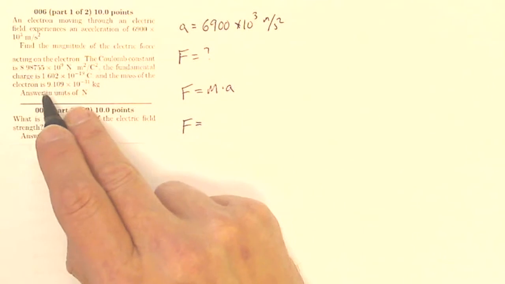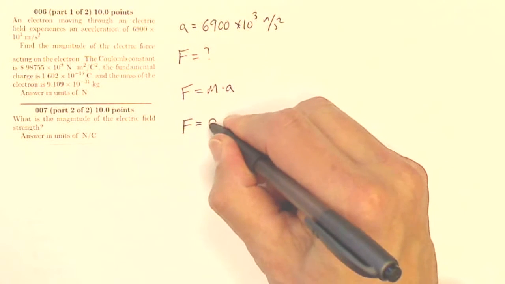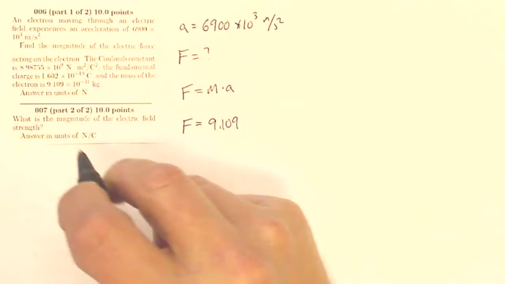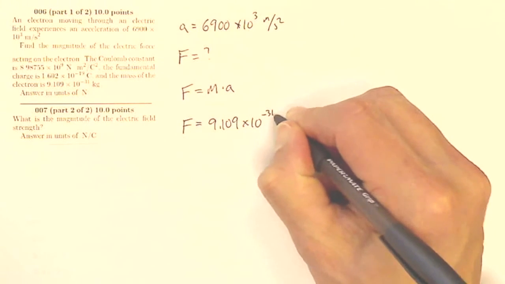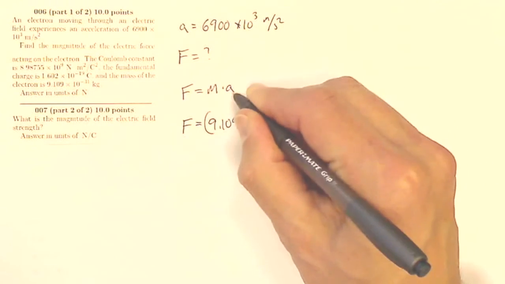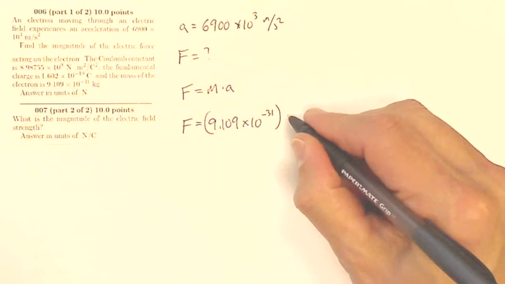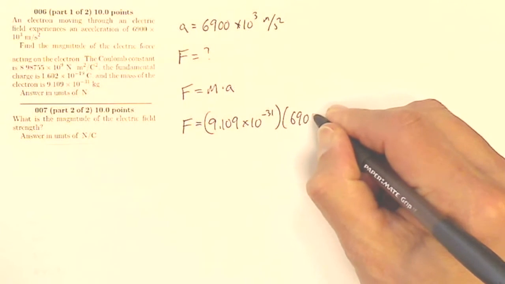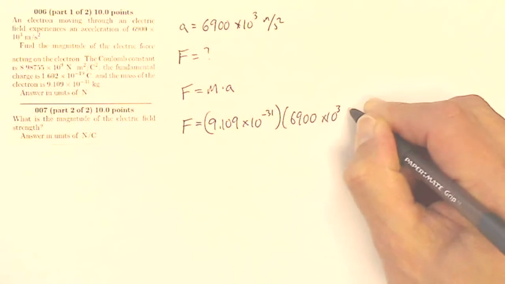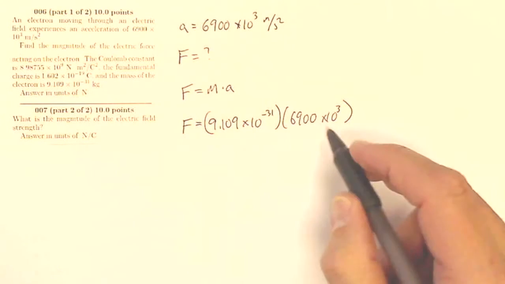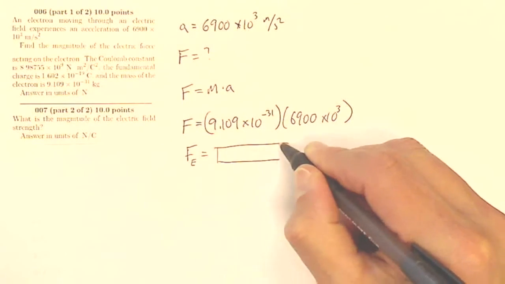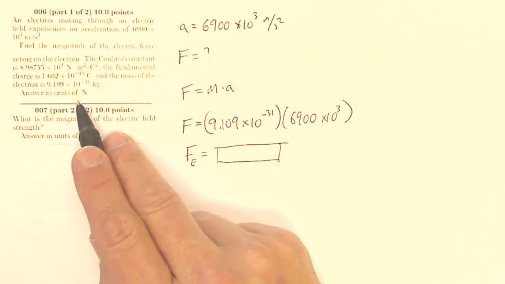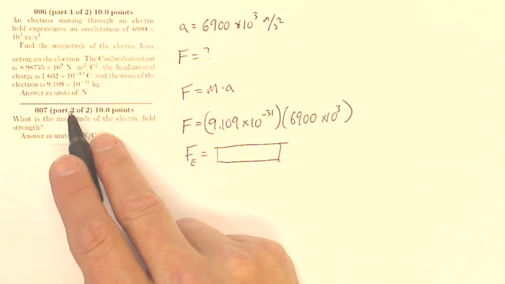The mass is the mass of the electron, which is 9.109 times 10 to the minus 31 kilograms. And my acceleration is 6,900 times 10 to the third meters per second squared. When I multiply those together, I will get the amount of the electric force on that electron. So that will be the force in newtons. So that's part 1 of 2.